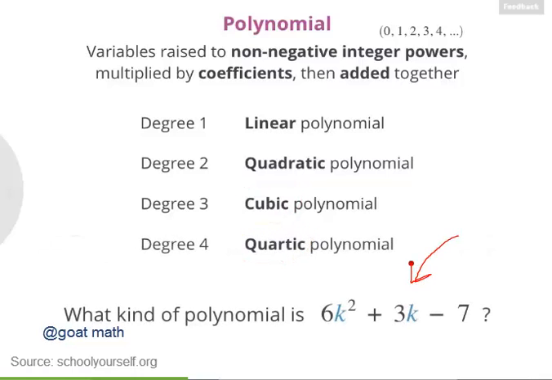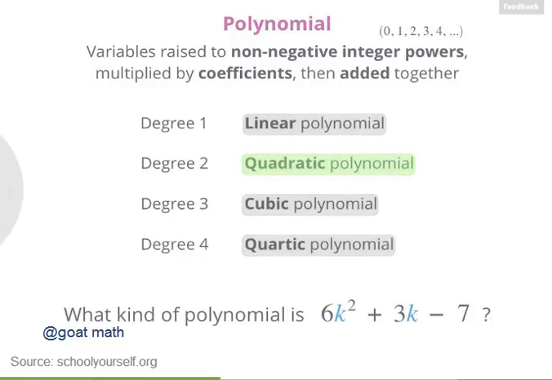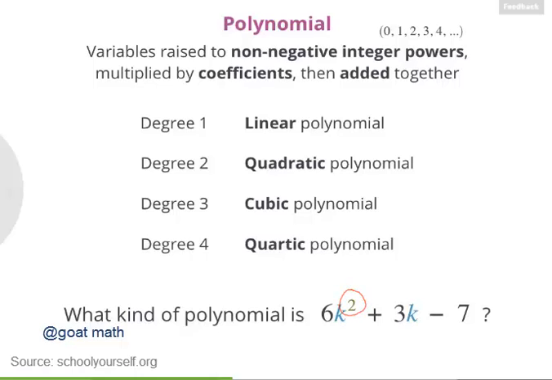So take a look at this polynomial down here, 6k squared plus 3k minus 7. What kind of polynomial is this? Right, this polynomial has degree 2, so we call it a quadratic polynomial.